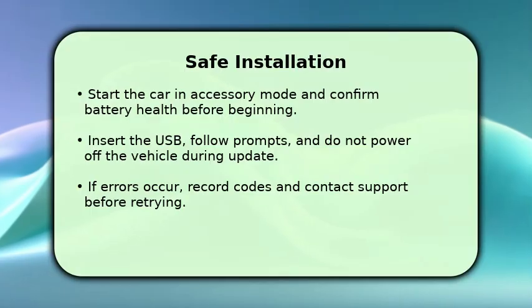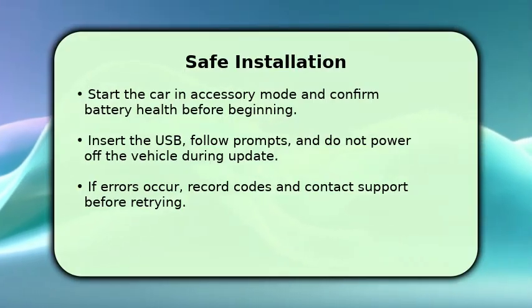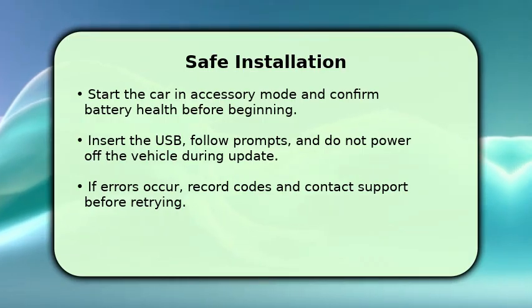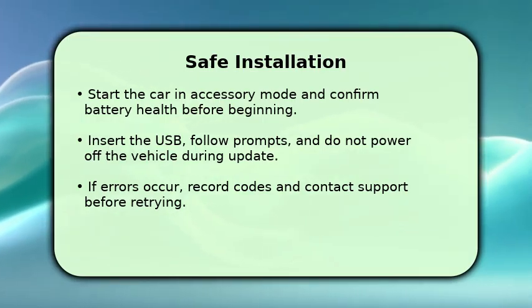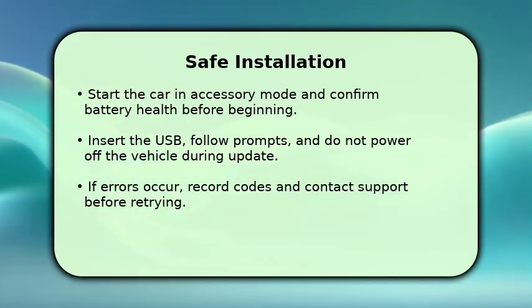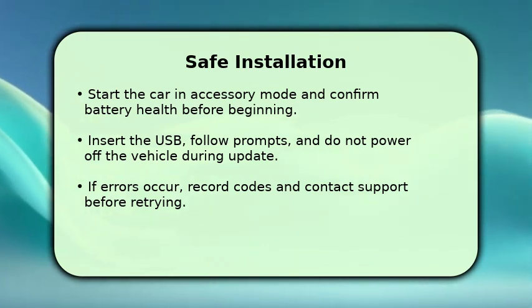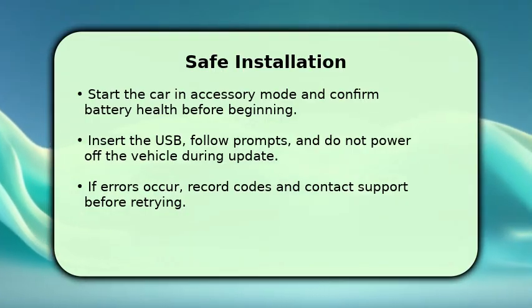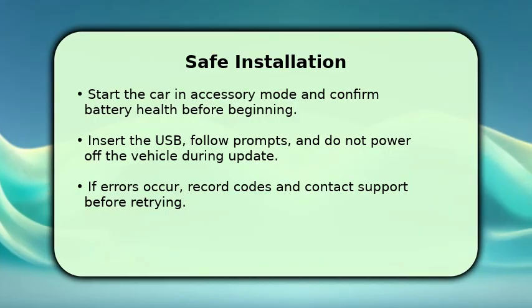Before installing, turn the car engine to accessory mode and ensure the battery is healthy to prevent power loss during the update. Insert the USB, follow on-screen prompts, and do not touch controls or turn off the vehicle while files copy and the system reboots. Expect multiple reboots and progress bars. Remain patient and wait for confirmation that the update completed successfully. If errors appear, note codes and contact support before retrying.